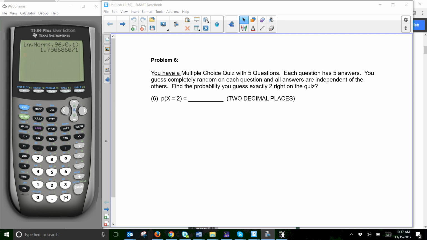So in problem 6 here, we have a multiple choice quiz with 5 questions. Each question has 5 answers. You guess completely random on each question, and all answers are independent of the others. Find the probability you guess exactly 2 right on the quiz.